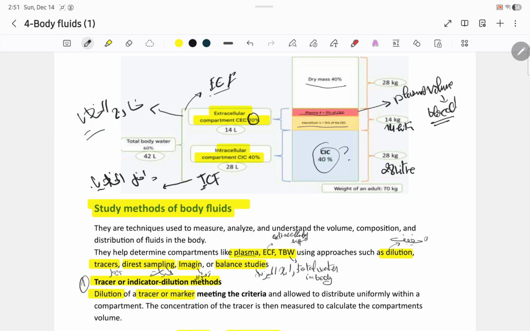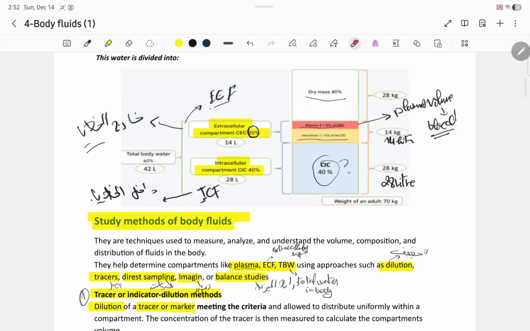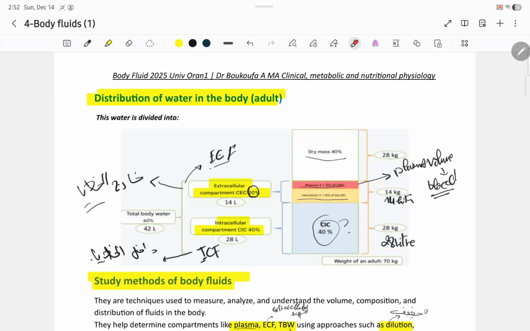Okay, or the extracellular fluid. The extracellular fluid is the water or the fluid which is outside the cells. For example, here we have a cell and another cell here, another cell here. So this fluid between them is the extracellular fluid or the extracellular compartment. Okay, so nice.